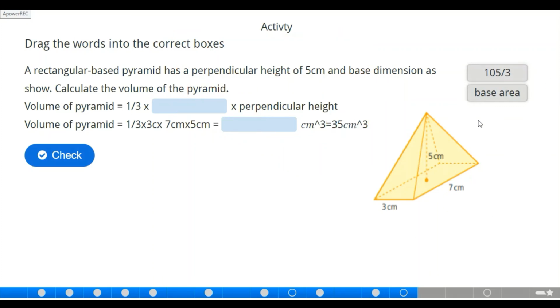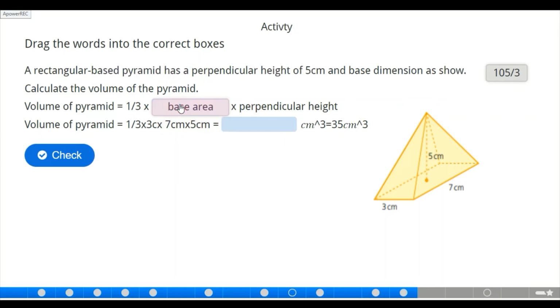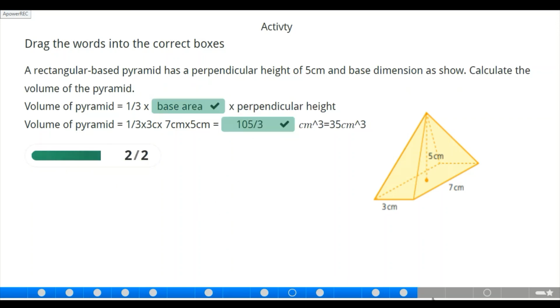So one third times base area times perpendicular height is the formula, and by the time we multiply this, we have 1/3 times 3 times 7 times 5 centimeter. That's 105 divided by 3, and that will give us 35 centimeter cube.